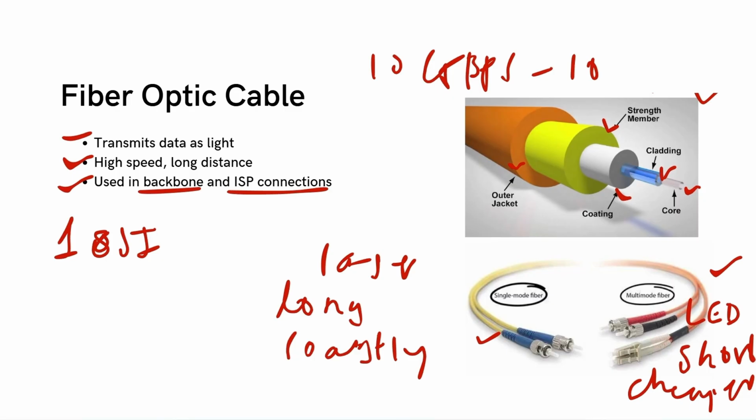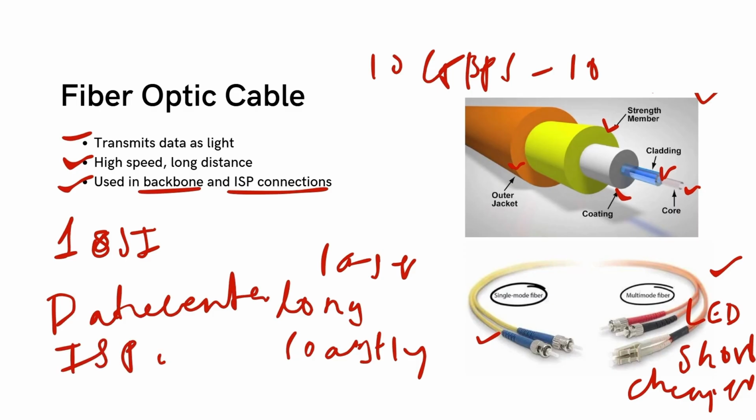तो ये डेटा सेंटर्स और लॉन्ग डिस्टेंस ISPs कनेक्शन के लिए यूज़ होते हैं. क्यों यूज़ होते हैं? फॉर हाई स्पीड and low loss. So use this cable as a backbone of the network.